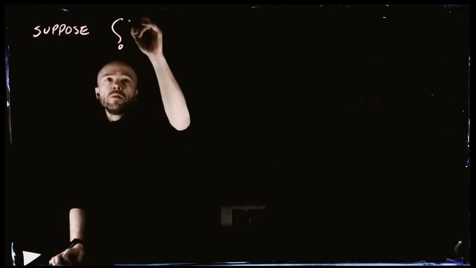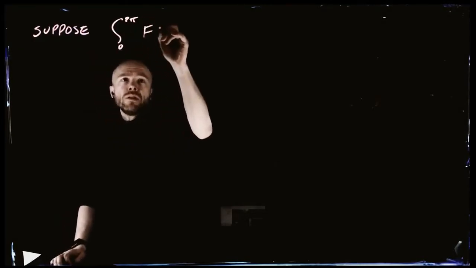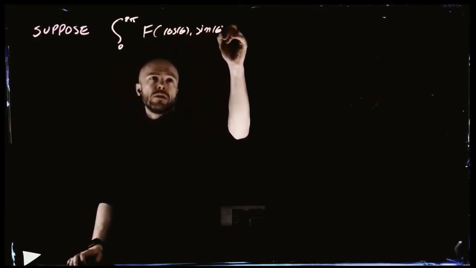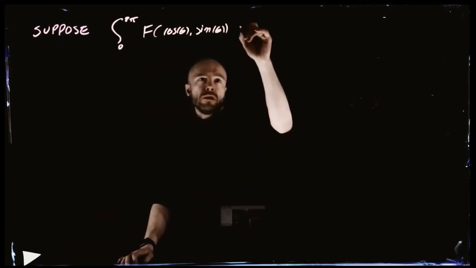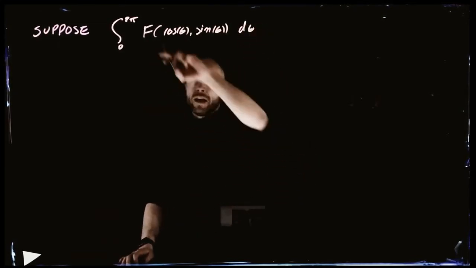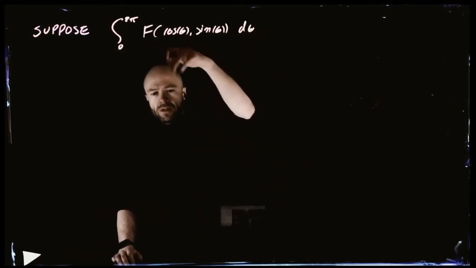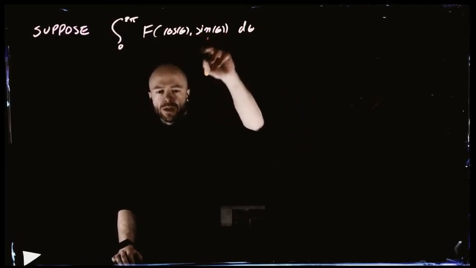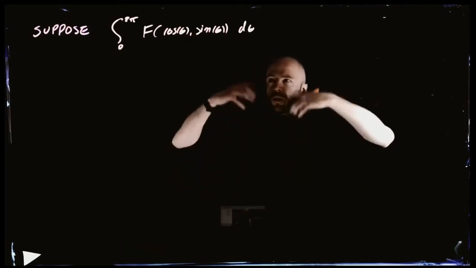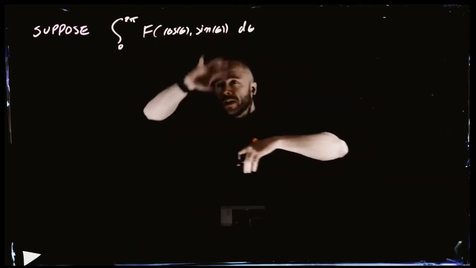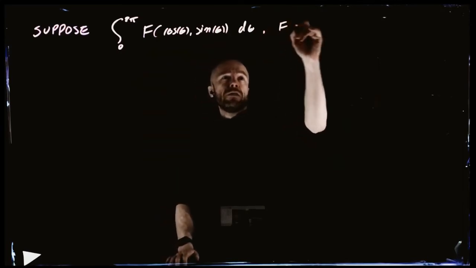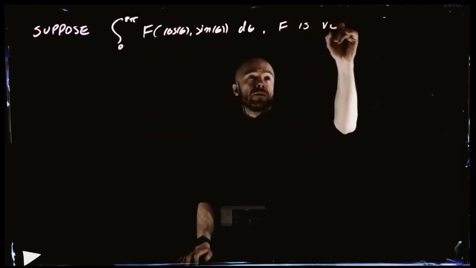Because we want to integrate something like this: the integral from 0 to 2 pi of f of cosine of theta, sine of theta, d theta, where f is, I'm not going to be too specific, a nice function. f is analytic in both of its variables here, okay? And we're going to find out it's possible to turn this thing into a holomorphic function in the following way. So let me just say f is very nice.